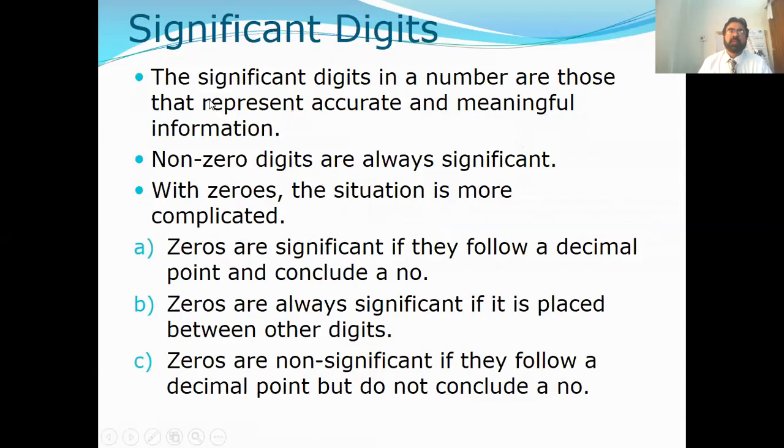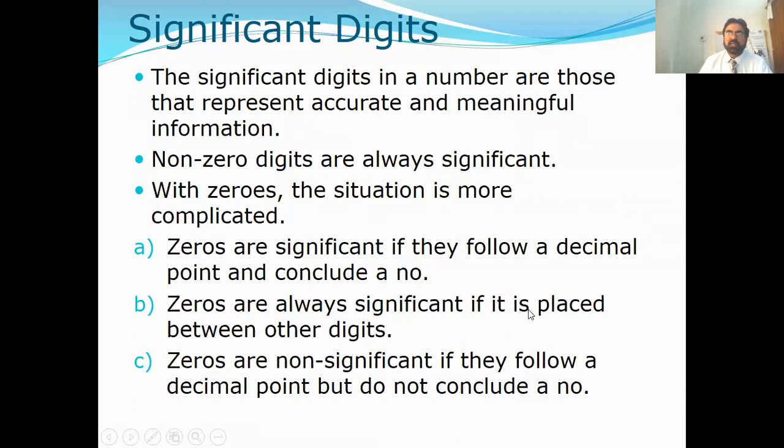Significant digits. The significant digits in a number are those that represent accurate and meaningful information. Non-zero digits are always significant. With zeros, the situation is somewhat more complicated. Zeros are significant if they follow a decimal point and conclude a number.